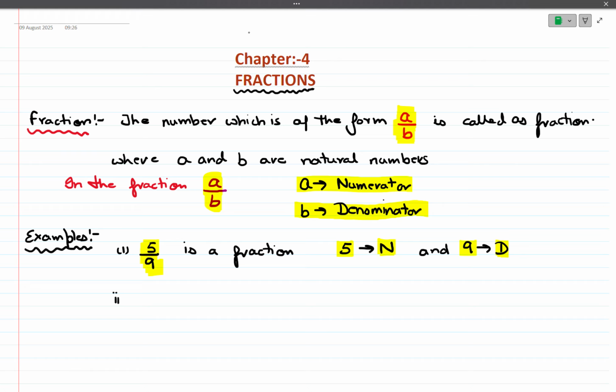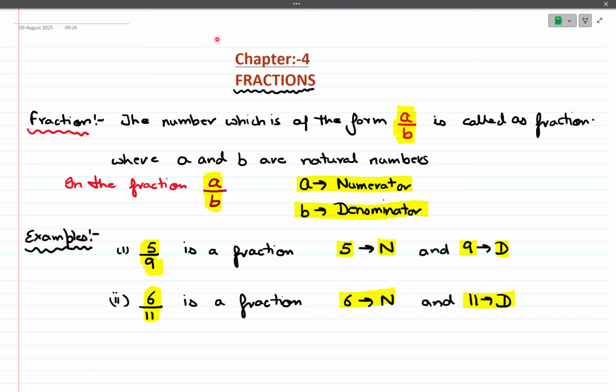One more example of the fraction, 6 over 11. 6 over 11 is also a fraction in which 6 is the numerator and 11 is the denominator. So for the fraction 6 upon 11, 6 is the numerator and 11 is the denominator, where n and d stand for the numerator and the denominator.